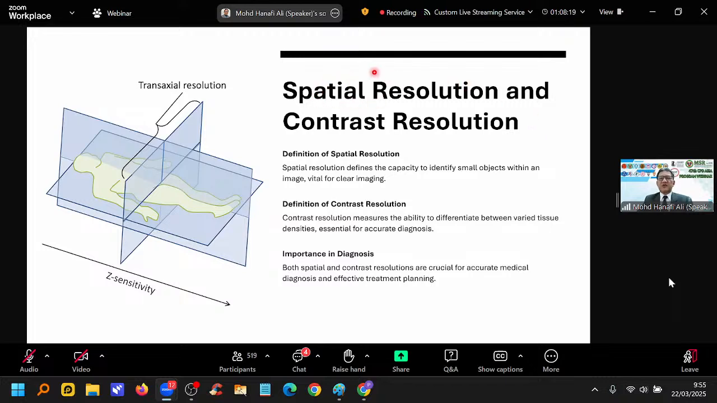For spatial resolution, we normally use a phantom that we can measure in line pair per centimeter or per millimeter. And for contrast resolution, we normally use another phantom with a different density or Z number, so that we can see whether it has a high contrast resolution or low contrast resolution, and how the CT scan performs in those kinds of situations.